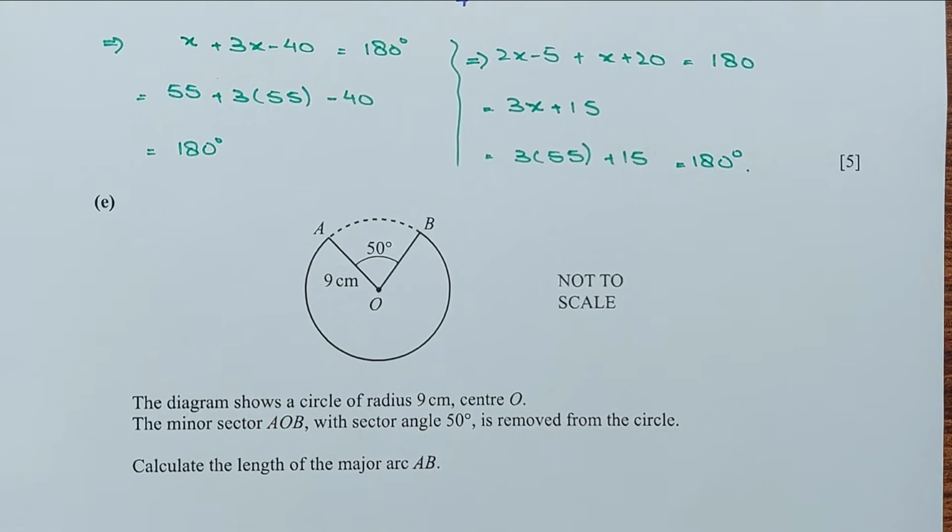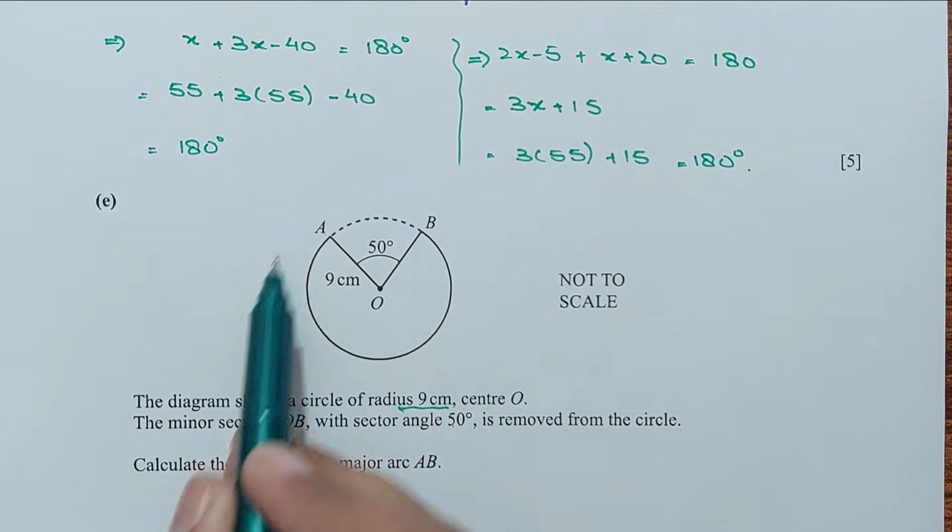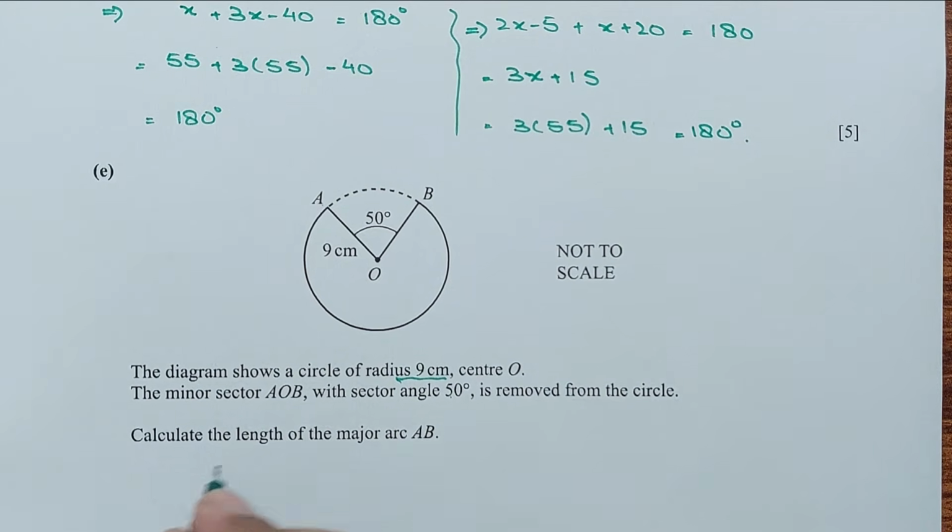Right. Now for part E, the diagram shows a circle with a radius 9 centimeter, center at O. The minor sector AOB with a sector angle 50 degrees is removed from the circle. Calculate the length of the major arc AB. This arc length we have to calculate, right?